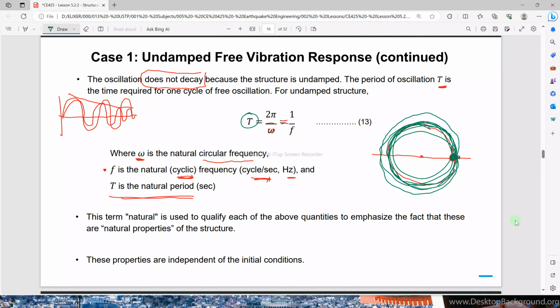Frequency is how many cycles are completed in one second. That is the concept of frequency, in hertz. So frequency is equal to omega over 2 pi.